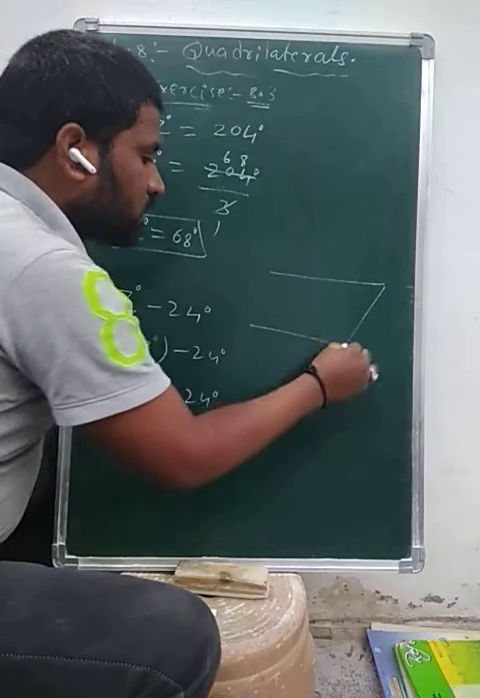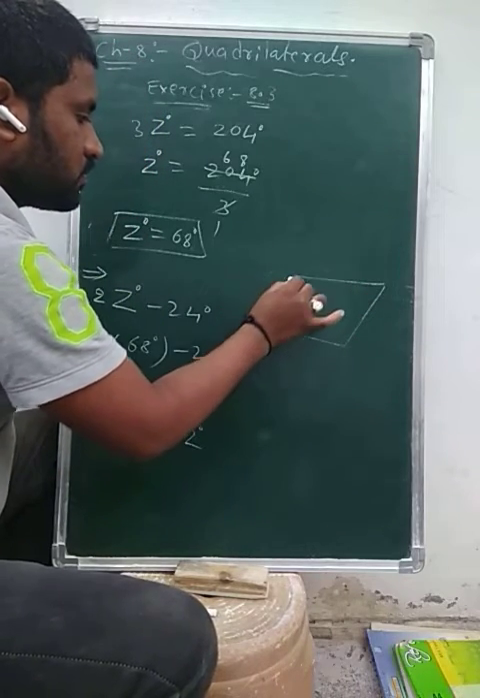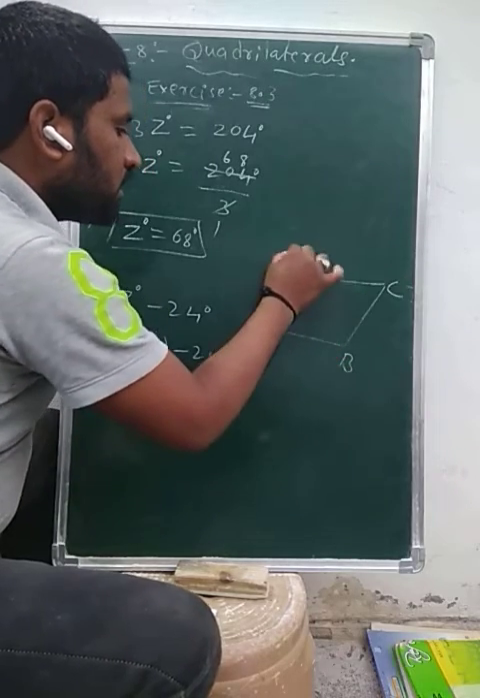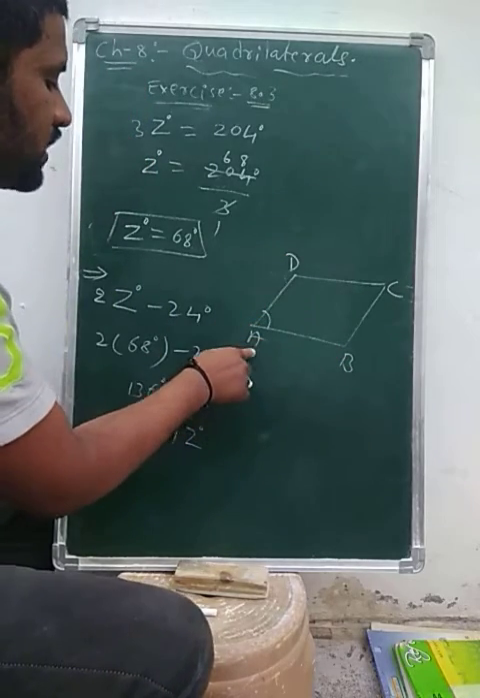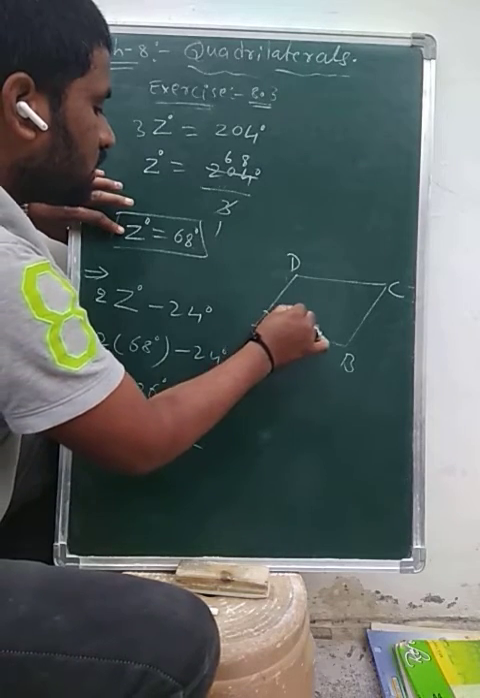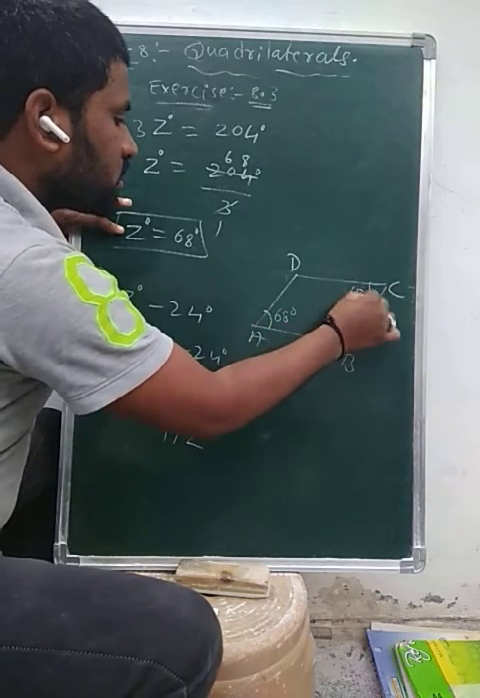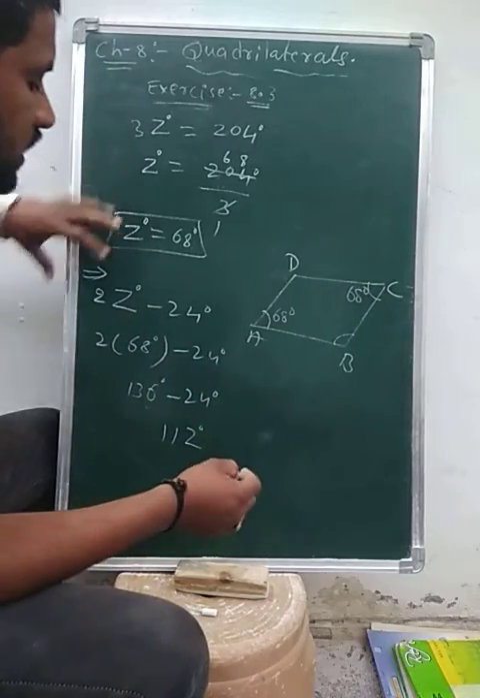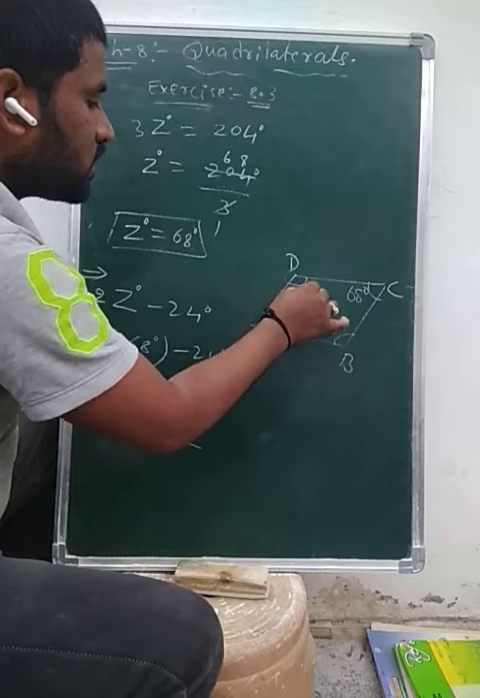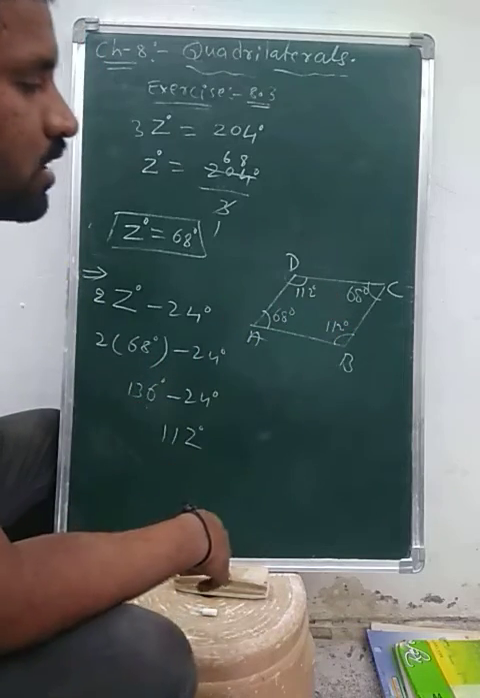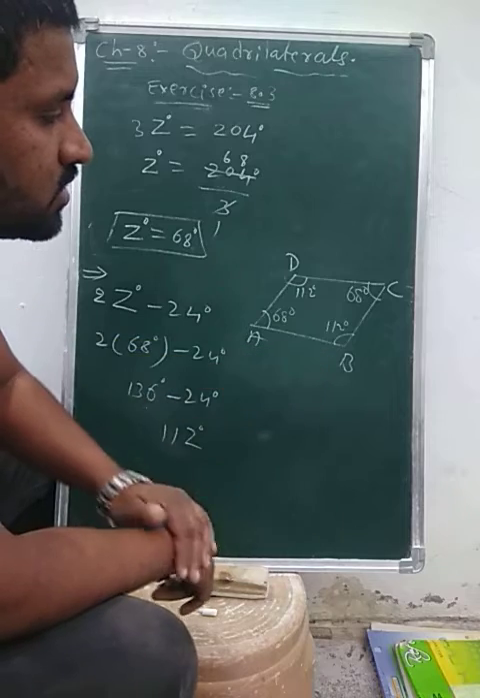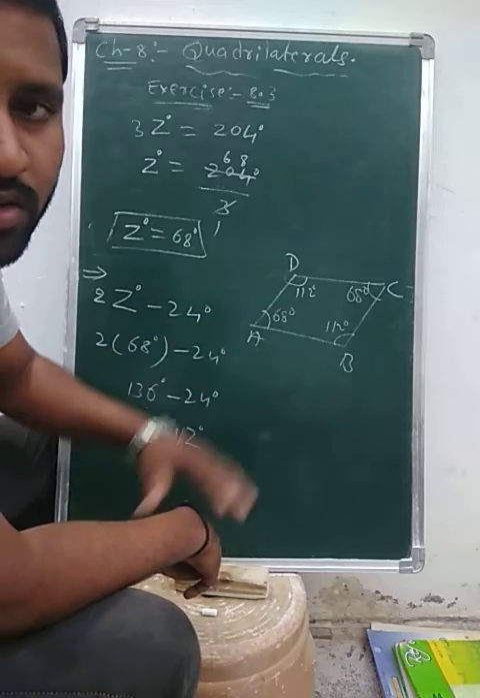So then clearly I am taking it like this. It is a parallelogram ABCD. The smallest angle I have taken as z degrees, that is 68. Then its opposite angle is also 68 degrees. And the larger angle is 112 degrees. Its opposite is also 112 degrees. So these four are the angles of a parallelogram.